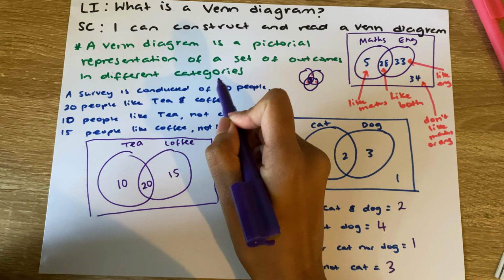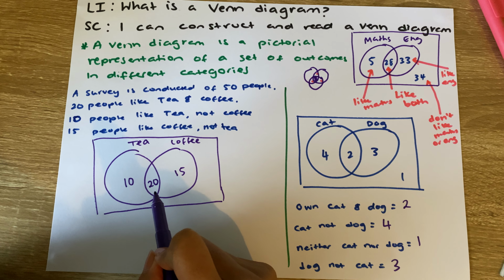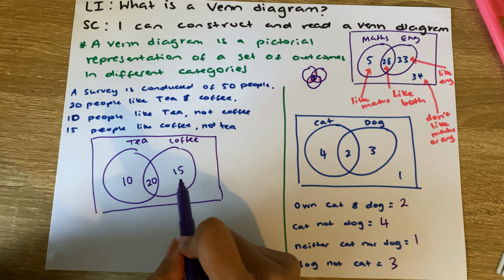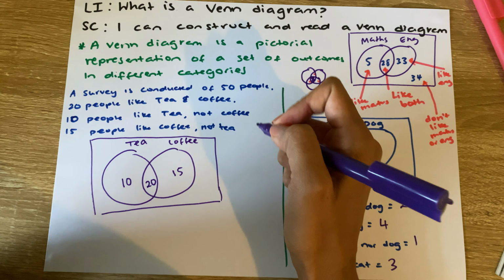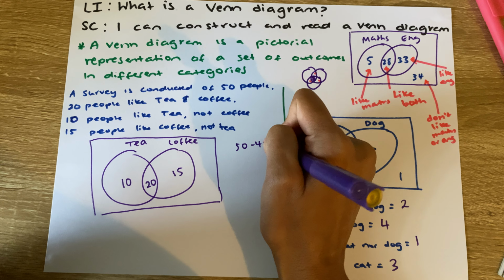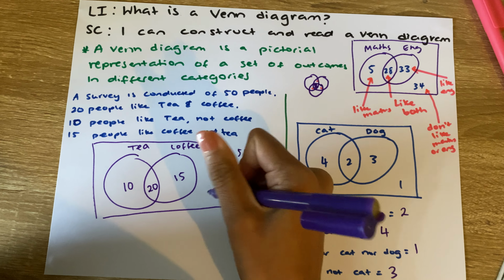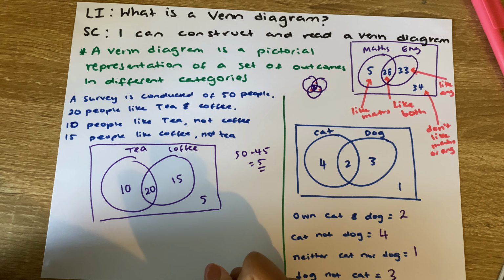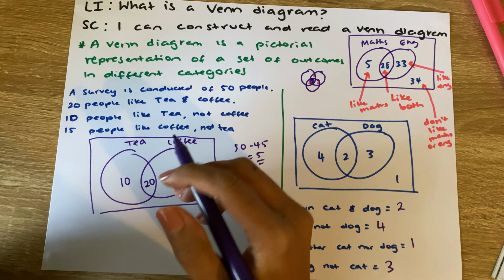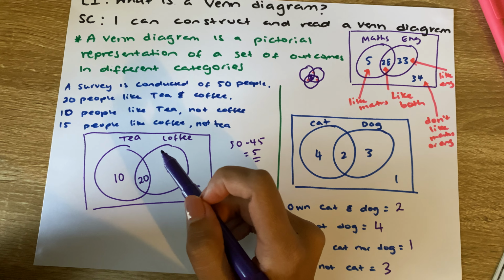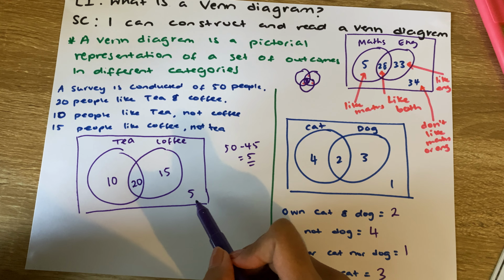And we know that 50 people were surveyed altogether, so if we count these up, 10 plus 20 is 30, 30 plus 15 is 45, but we surveyed 50 people, which means 50 take away 45, which is 5 people chose neither option. So that means 5 people is going to go out here. So from this, I can ask you similarly questions that I asked over here. So I could ask you things like, how many people liked neither tea or coffee? And that would be 5 people.